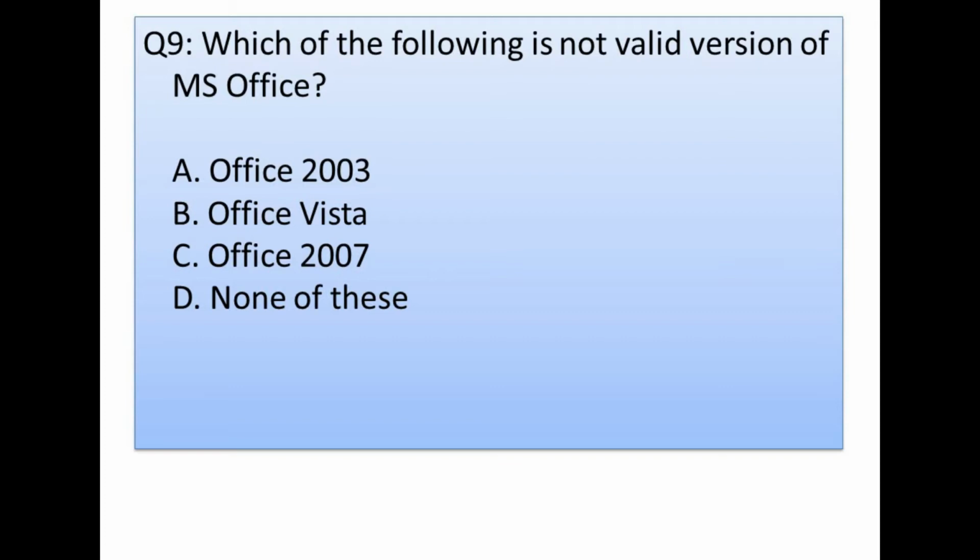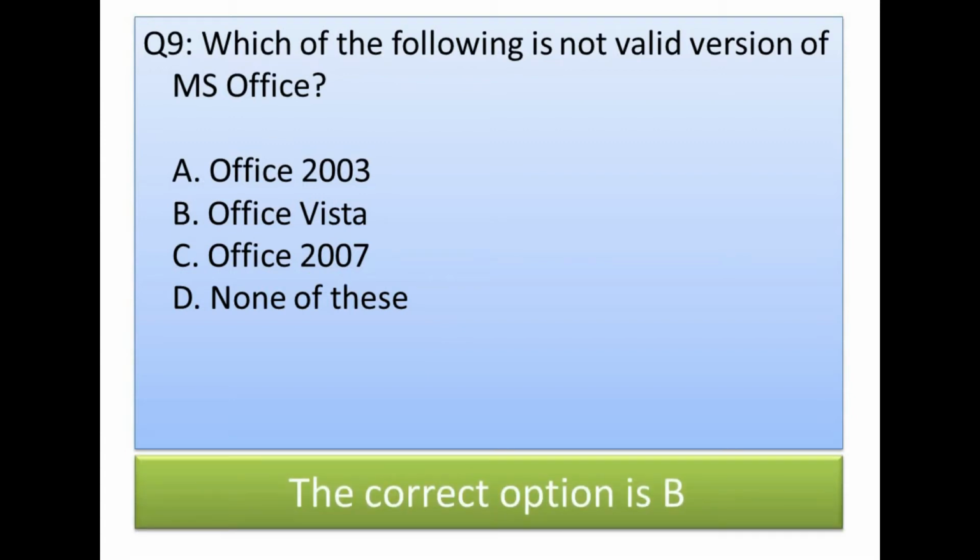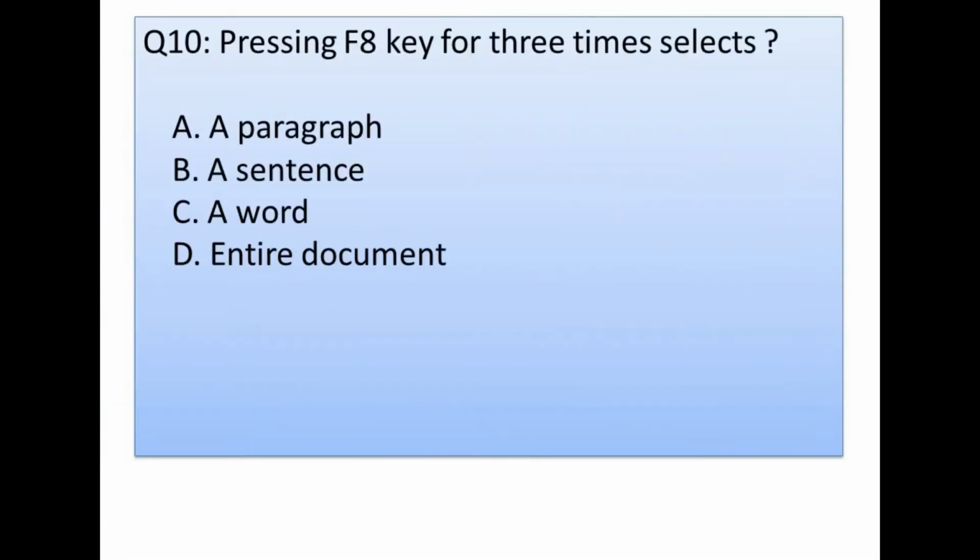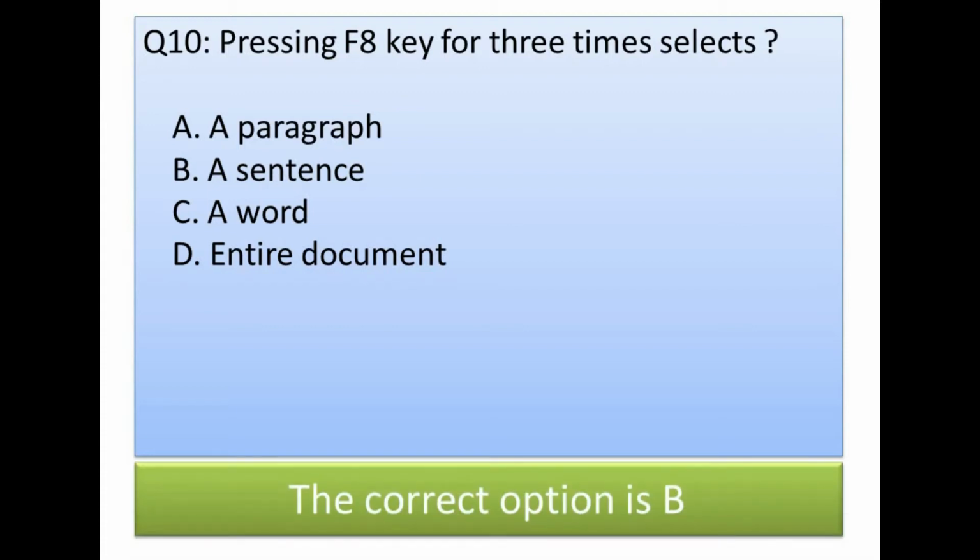Which of the following is not a valid version of MS Office? Office 2003, Office Vista, Office 2007, none of these. So the correct option is B. Pressing F8 key for 3 times selects a paragraph, a sentence, a word, entire document. So the correct option is B.